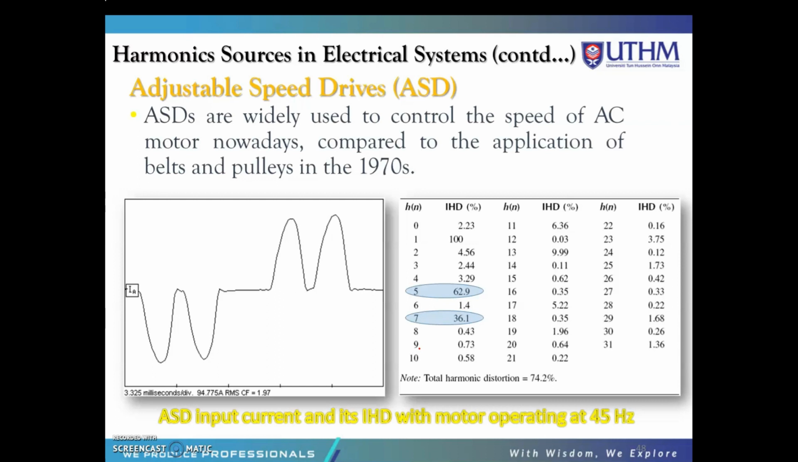Second is the adjustable speed drives, ASD. ASDs are widely used nowadays to control the speed of AC motors, compared to the application of belts and pulleys in the 1970s. This is the ASD input current, and this is its IHD, with the motor operating at 45 Hz. The harmonic values for the 5th and 7th are also high.